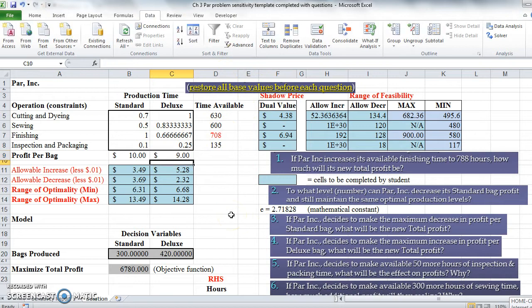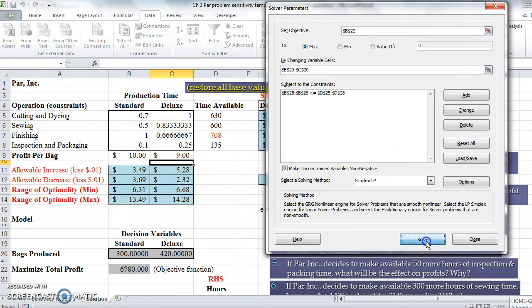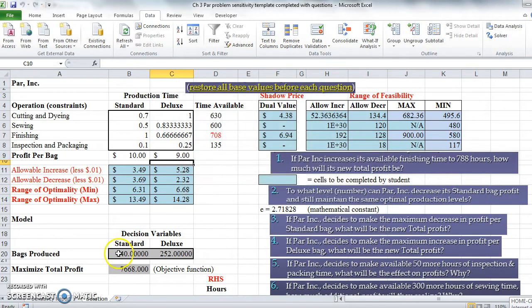Let's put this at 9, where it was when we started this series of questions. And let's rerun solver. There we go. And we get 542.52 and 76.68, which is where we started. We want to restore all base values before each question. Again, we can only do one change at a time.